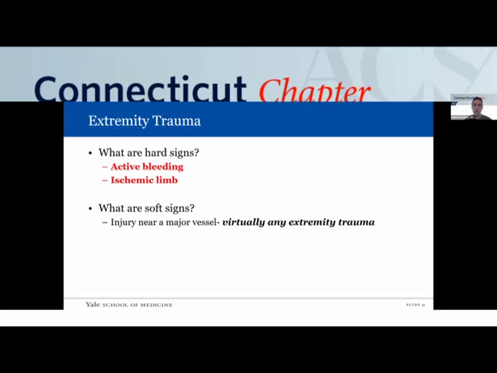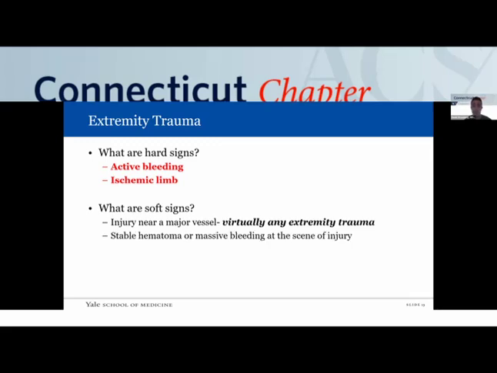So as you know, you really don't know the trajectory of a bullet or a stab wound, and you may say, well, you know, it's a bit lateral. I'm not sure if it really injured a vessel. I would say that every extremity trauma that doesn't have active bleeding or ischemic limb should get a CTA, and you will find more things than not.